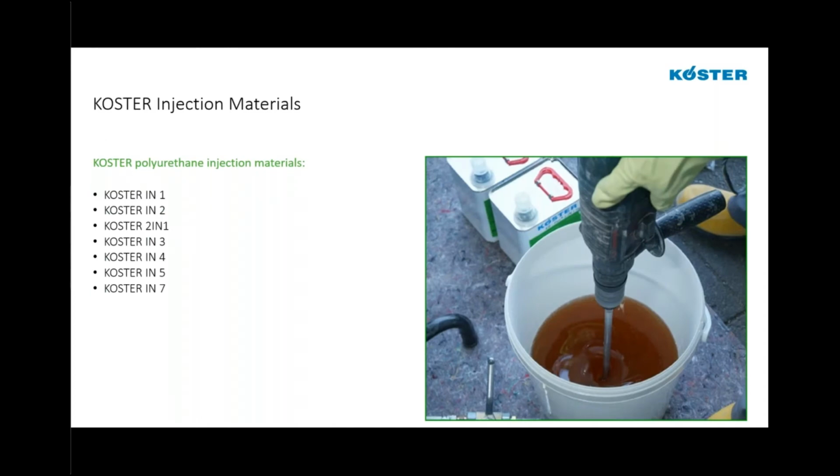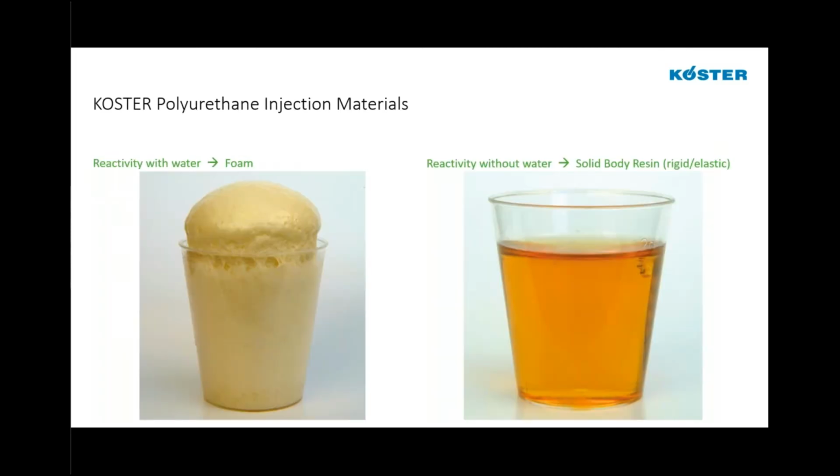So here's a list of our polyurethane injection products. We do have a line of 7 polyurethane injection products: the Ion 1, 2, 3, 4, 5, and 7, as well as the KOSTER 2-in-1. KOSTER 2-in-1 is a hybrid product that combines kind of the performance of different kinds of polyurethane injection products, and we'll see that as we go through here.